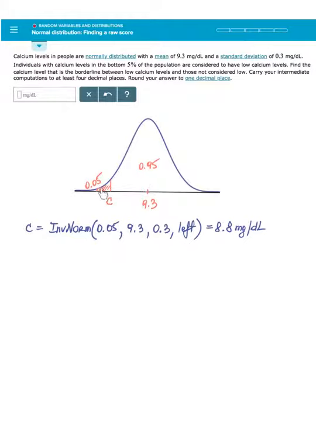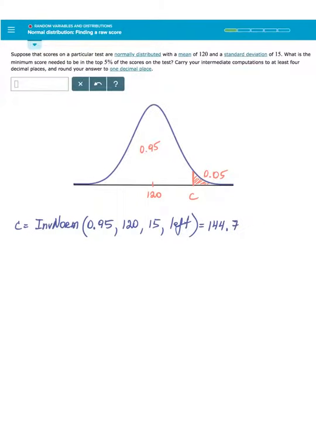Because I have the area to the left available to me and I need to find the corresponding C value, I'm applying inverse norm to the area to the left side of C of 5%, mean of 9.3, standard deviation of 0.3. And of course, please remember that inverse norm works when you consider area to the left of your unknown value C. This results in 8.8 milligrams per deciliter as this boundary quantity, which is going to tell you anything below is unhealthy, anything above is considered to be healthy.